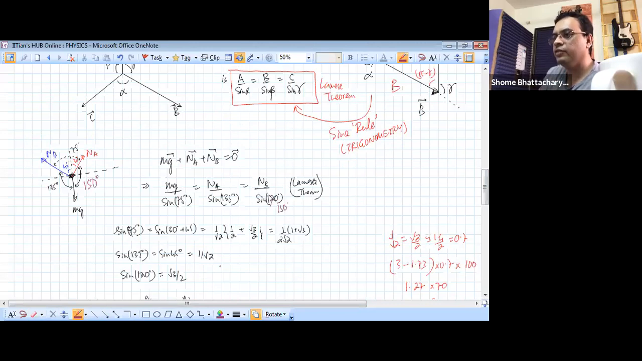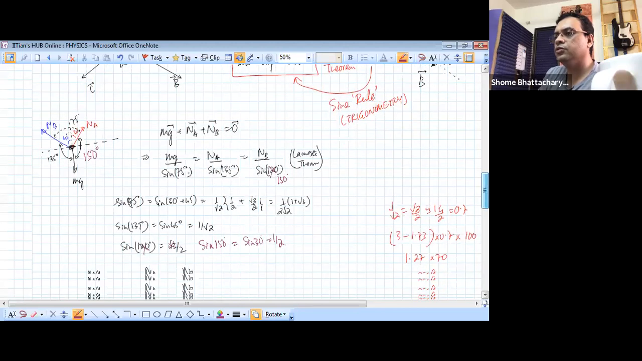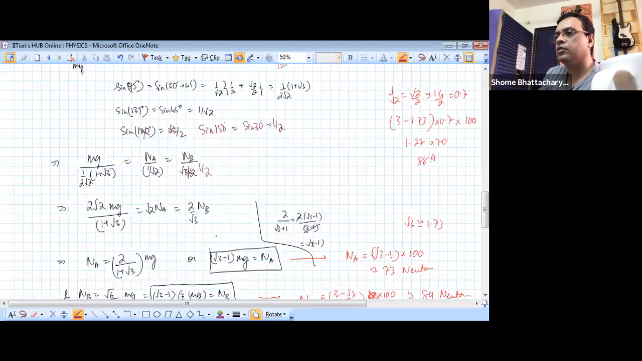Okay? So sin 150 कितना होता है? Half होता है. Okay. So this will change. It will become sin 150, which is sin 30, which will be half. So let's just get the new values from this. So this should be half. Okay. So that actually makes life simpler.